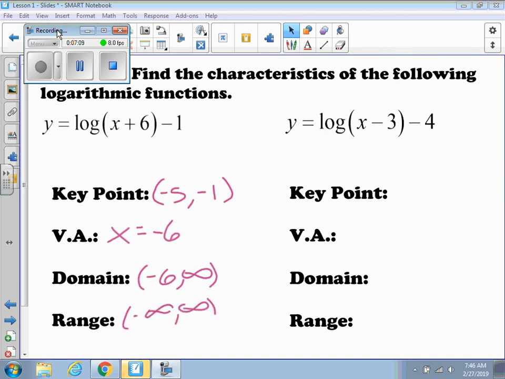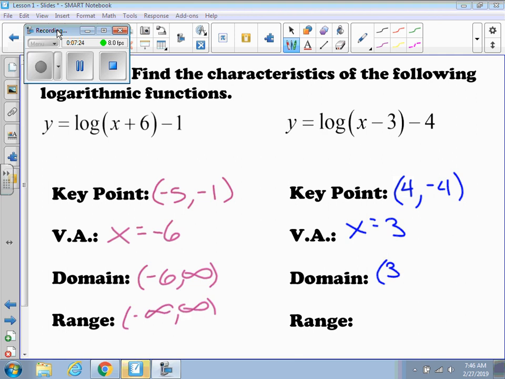For your next one, y equals log of x minus 3 minus 4, your key point is going to be, well, since your h is 3, add 1, that's 4, comma negative 4. Vertical asymptote is at x equals 3. Domain goes from 3 to infinity, and the range is unrestricted. Go ahead and try the last one on your own.